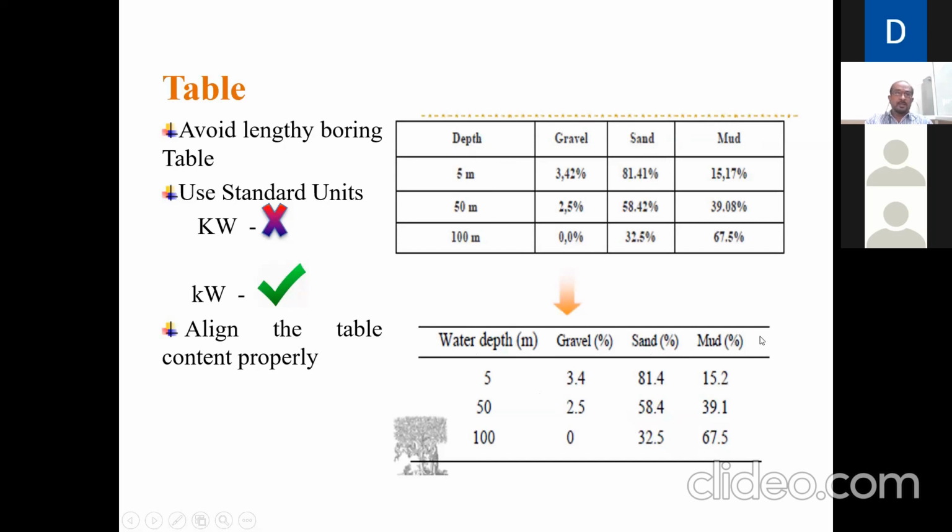As an electrical engineer, you have to follow the proper standard units. KW is not correct for kilowatt, right? You have to avoid this one. You have to make the k small, and like this, it is some example. So you have to go through the standard units and you can use only the standard units in the tables.